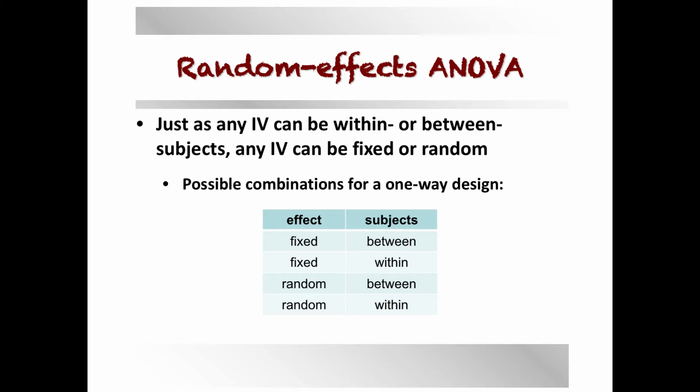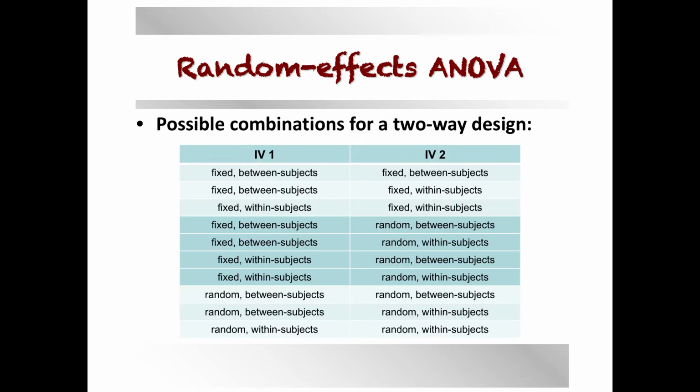That's what we've usually seen. Fixed between would be just like a regular independent samples ANOVA. Fixed within would be regular dependent samples ANOVA or repeated measures. But you could declare a between subjects IV is random, or within subjects IV is random, and analyze accordingly. So we're going to do category number 3 here in a minute. That is the random effects between groups ANOVA, or between subjects. And then you have all these different combinations.